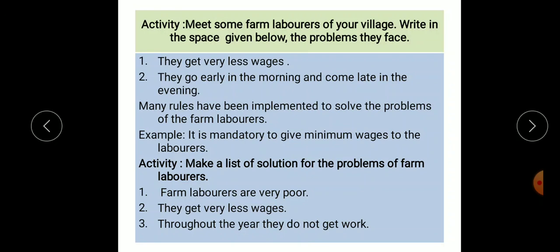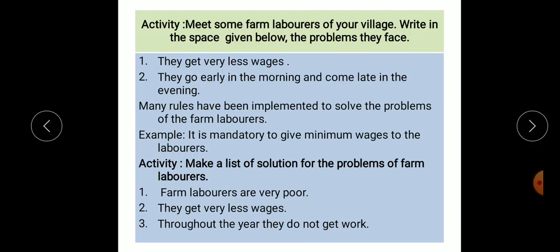Next, activity. Meet some farm laborers of your village and write in the space given below the problems they face. The first problem faced by farm laborers is that they get very less wages. They go early in the morning and come late in the evening. Many rules have been implemented to solve the problems of farm laborers. For example, it is mandatory to give minimum wages to the laborers.